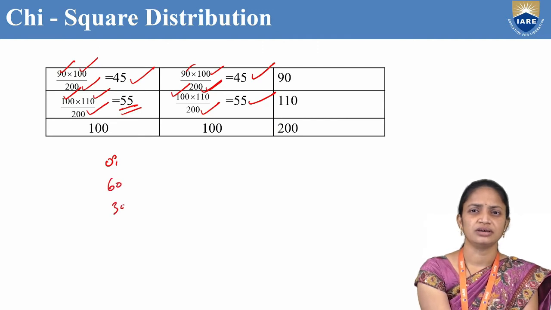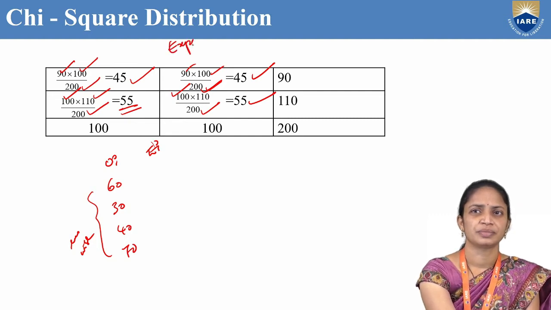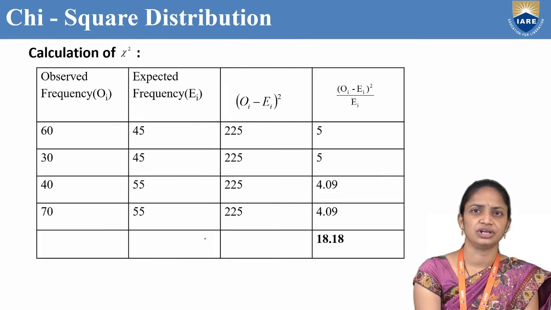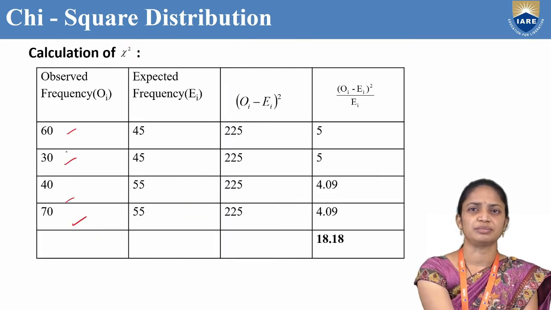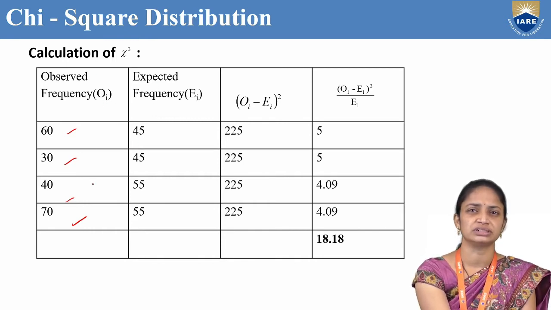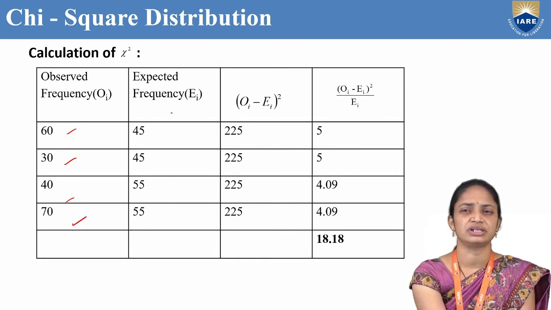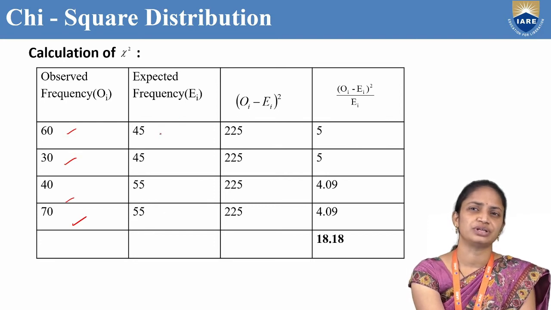Here the observed frequencies, taking row wise, are 60, 30, 40, 70. This is the expected frequency table, and in the expected frequencies also we need to take row wise, so that will be 45, 45, 55, 55.